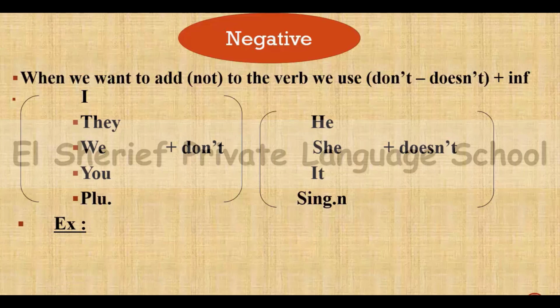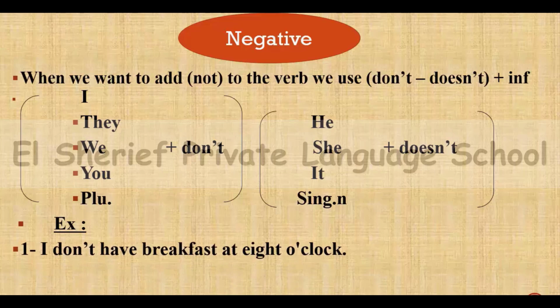Look at the first example. I don't have breakfast at 8 o'clock. Sentence number 2. She doesn't get up late.